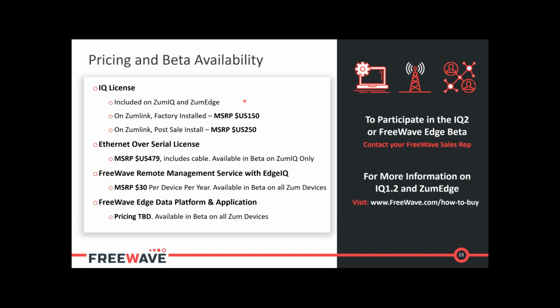The Ethernet over serial license, which is our feature that extends the life of your existing infrastructure and adds new edge data capabilities, is $479. That's a one-time activation, and that's available in beta on the Zum IQ.